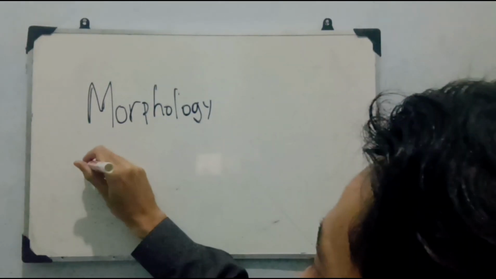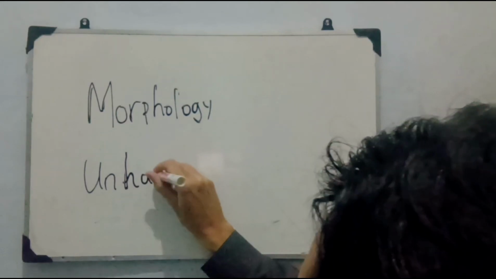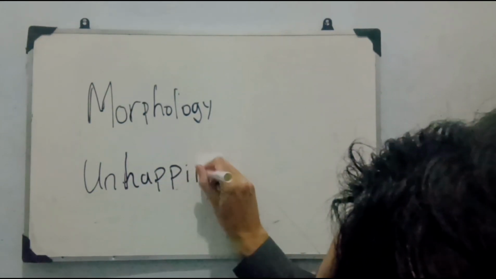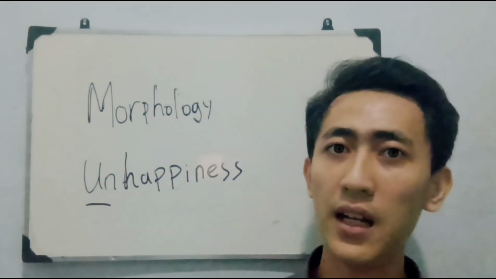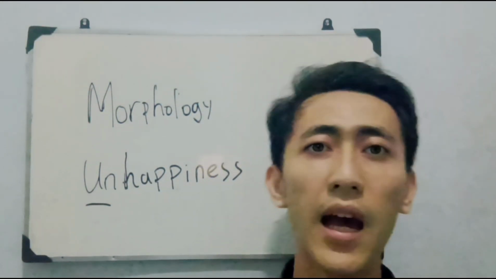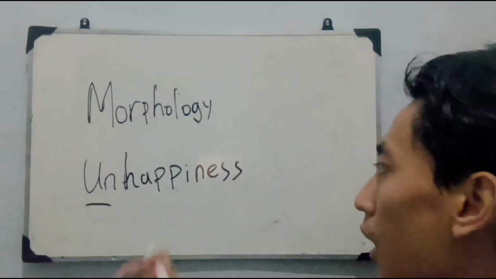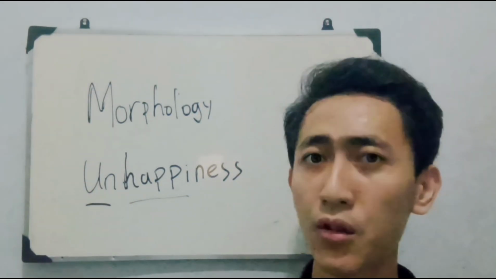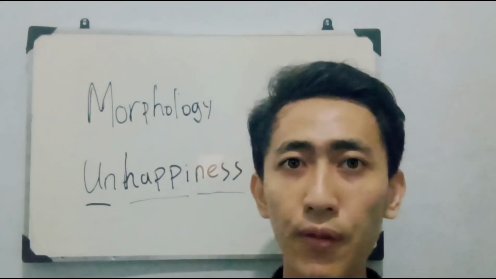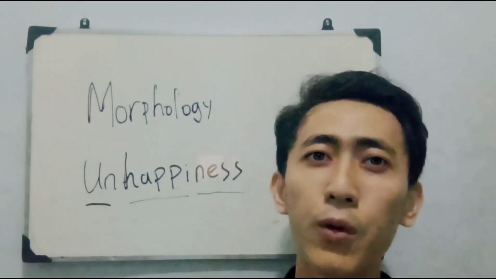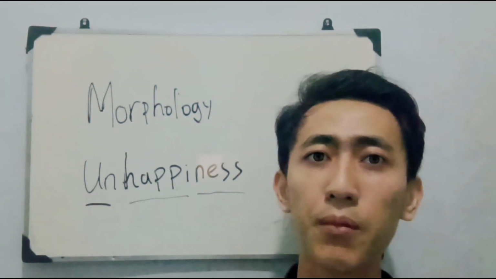For example, take the word unhappiness. It appears as a single word, but actually it has three morphemes. Un, which means not, happy, the root of the word, and ness, which turns an adjective into a noun. So when we say unhappiness, we are literally building a word that means the state of not being happy.